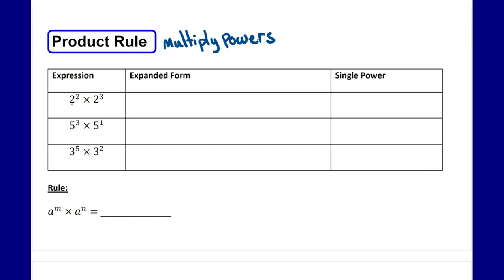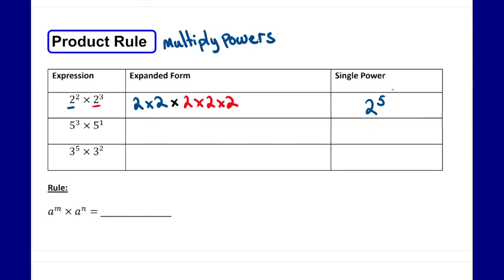Well, 2 to the power of 2 is just 2 times 2. And we multiply that by 2 to the power of 3, which is 2 times 2 times 2. And what we should see is that we just have a long string of 2's being multiplied together. So I can rewrite this as a single power with a base of 2 and an exponent of 5, because I have 5 2's being multiplied together.